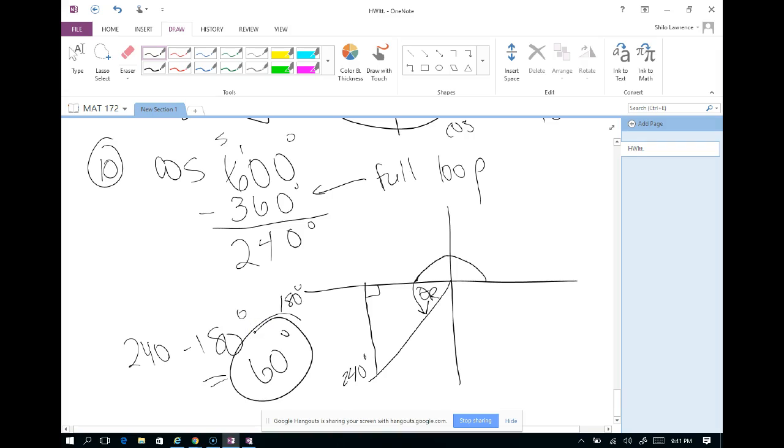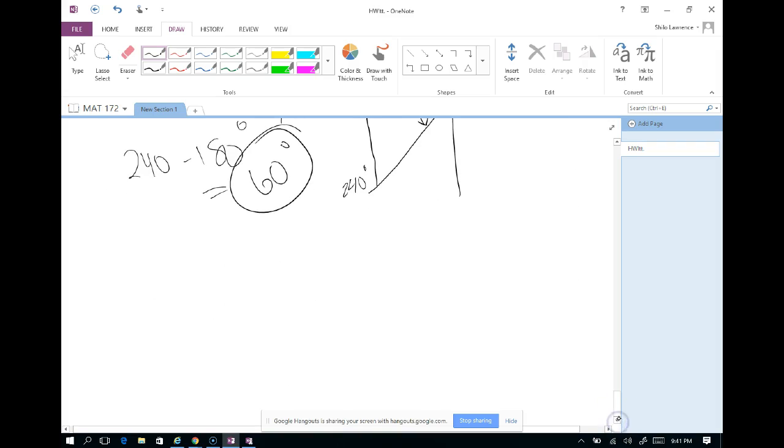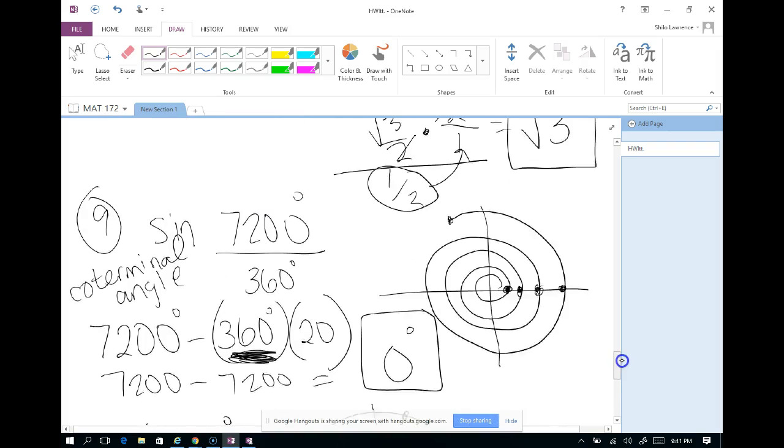And then for the exact function value, if you look on your unit circle, or even if you just remember how to create that table, we had 60 degrees marked up here earlier.